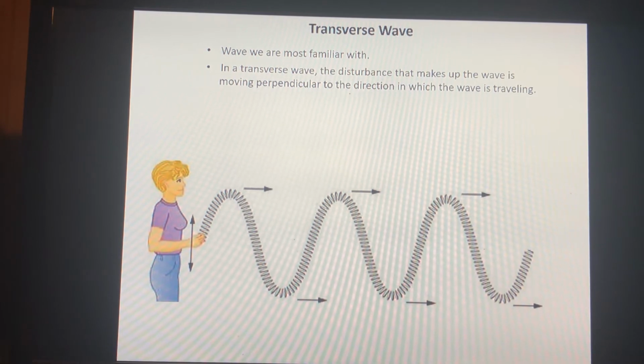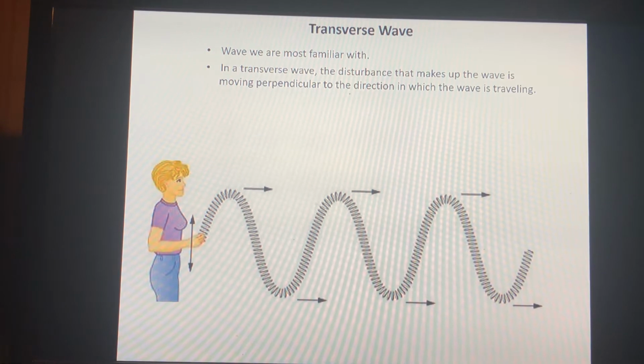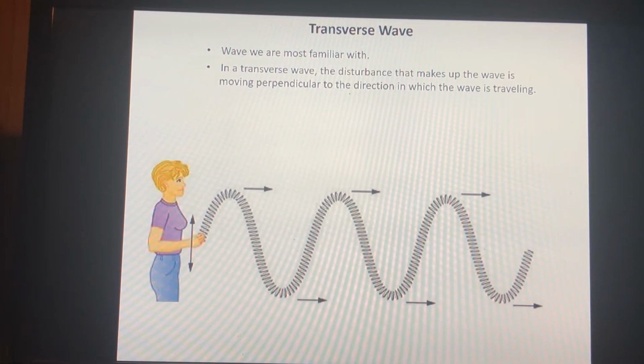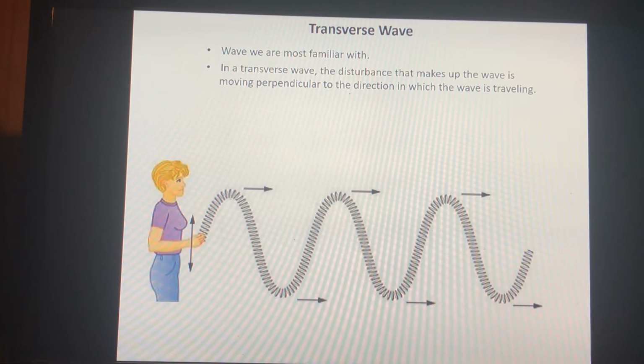So a transverse wave, once again, is a wave where the disturbance that makes the wave is moving perpendicular to the direction in which the wave is traveling. If you have taken math, if you're in Algebra 1 this year, you should understand what perpendicular means. Notice that the vibration of the wave, the up and down arrow there, is moving perpendicular, or at right angles, to the way that the wave is traveling away from the lady in that particular diagram.